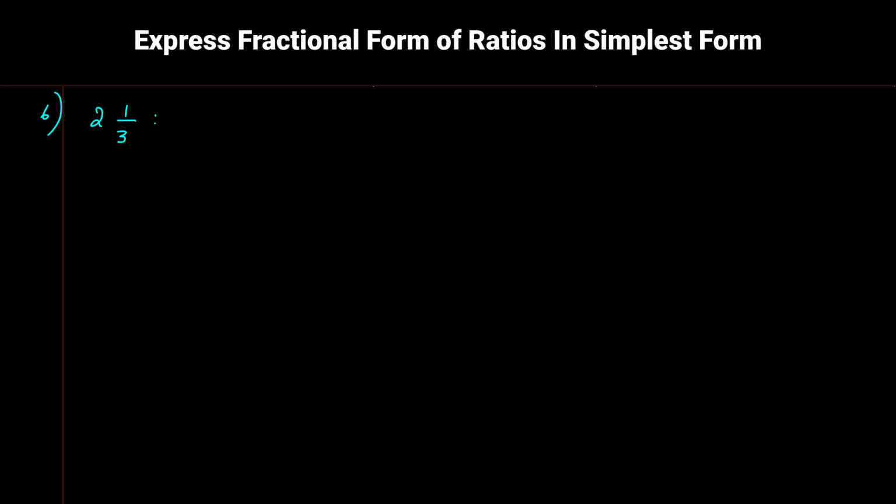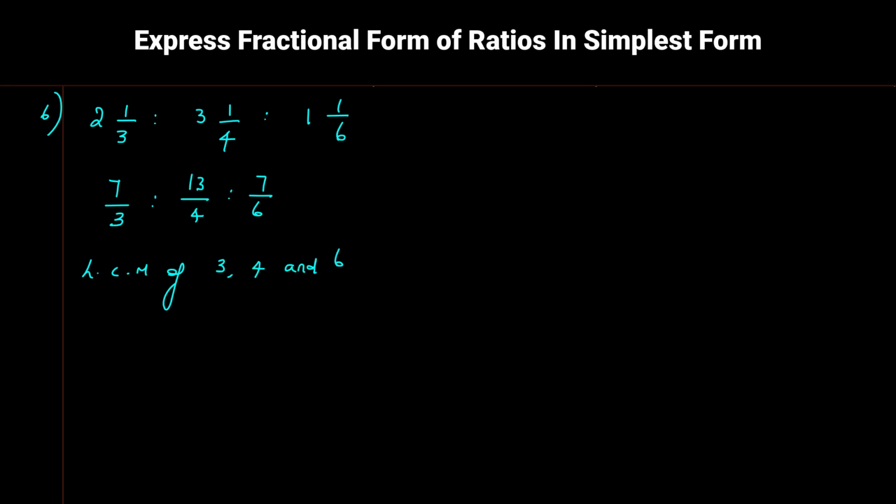Let's move on to another sum. We have 2 1 by 3 is to 3 1 by 4 is to 1 1 by 6. So it's going to be the same. First, let me convert it into improper. So I get 7 by 3, 13 by 4, 6 ones are 6, 7 by 6. So what's the LCM of 3, 4 and 6? The LCM of 3, 4 and 6 is 12. Do it in the rough work and calculate the LCM.